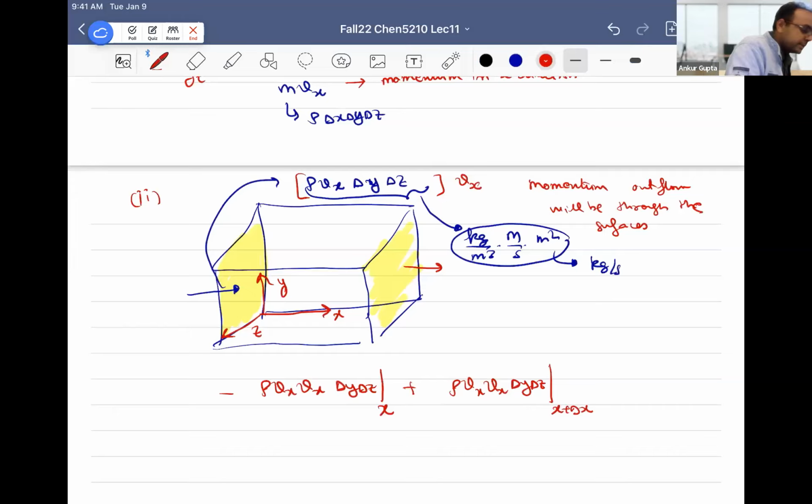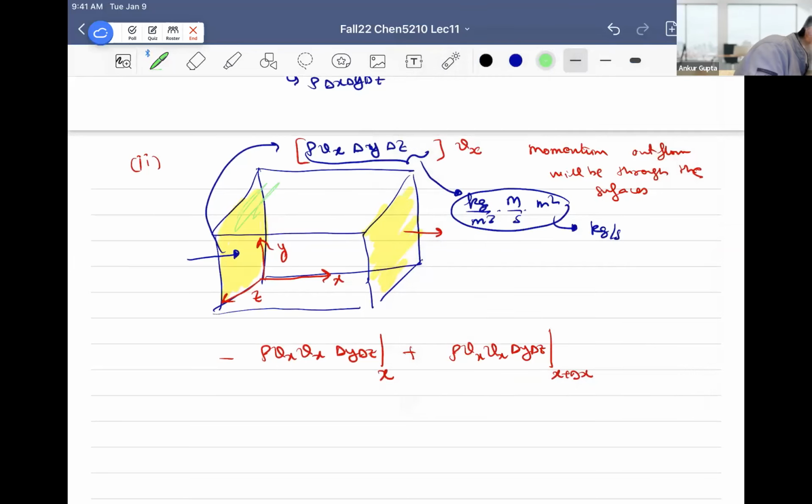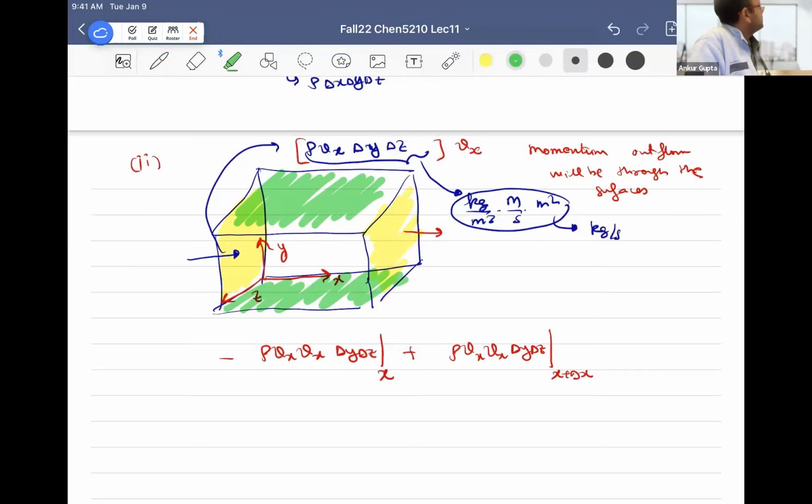Now this is the first part, and once you see it, it looks okay and makes sense. I think the second part is where more confusion starts to happen. Let's think of these two surfaces, the green ones. Remember, we are still doing a balance in the x direction, so our mass and velocity is always in the x direction. How can I find the mass through these surfaces?